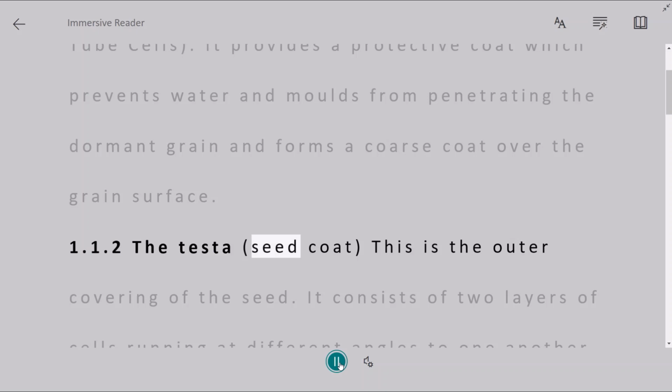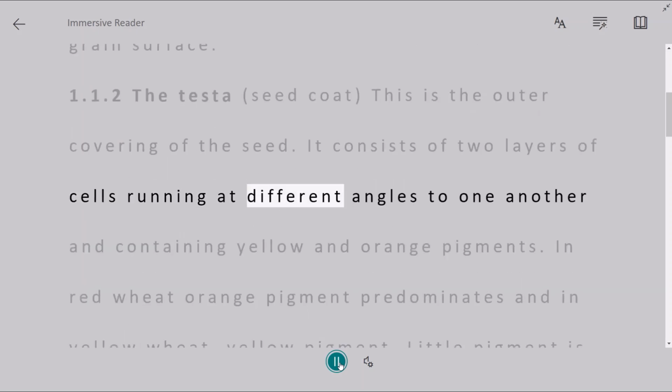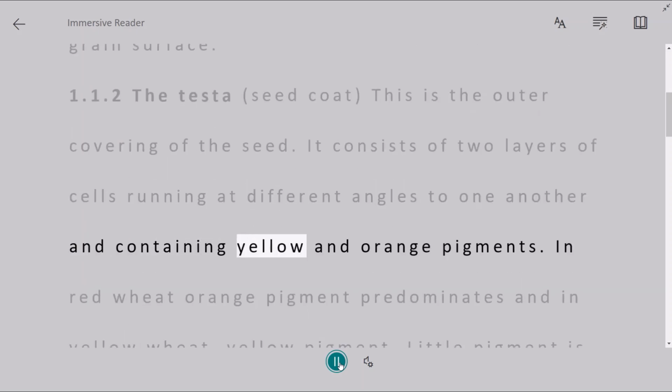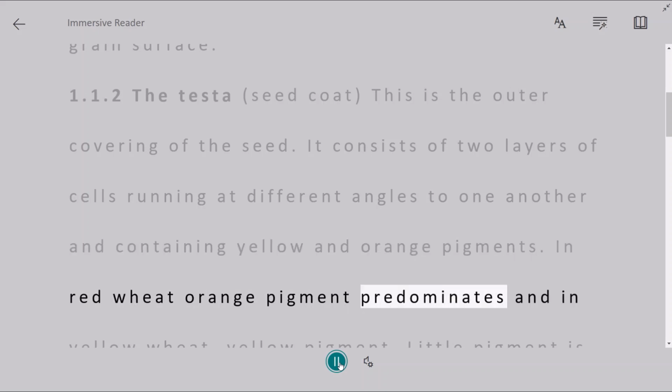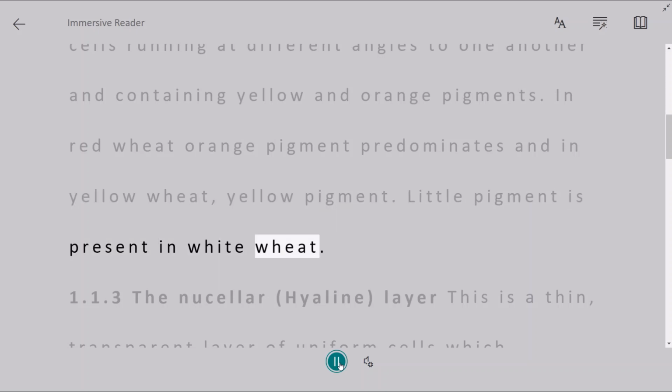1.1.2 The testa, seed coat. This is the outer covering of the seed. It consists of 2 layers of cells running at different angles to one another and containing yellow and orange pigments. In red wheat, orange pigment predominates, and in yellow wheat, yellow pigment. Little pigment is present in white wheat.